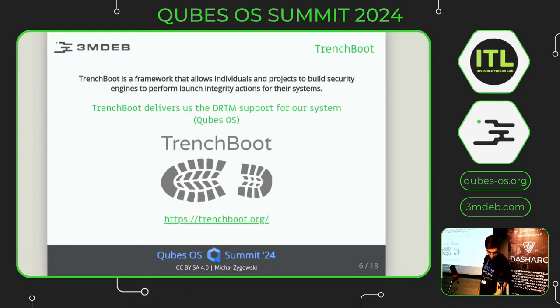But how to deliver the DRTM to our system components? That is where TrenchBoot comes to help. TrenchBoot is a framework that integrates into our operating system components to deliver the security engines and mechanisms to actually perform this dynamic launch. And currently our Anti Evil Maid efforts are basically focused on integrating TrenchBoot into Qubes OS system components.